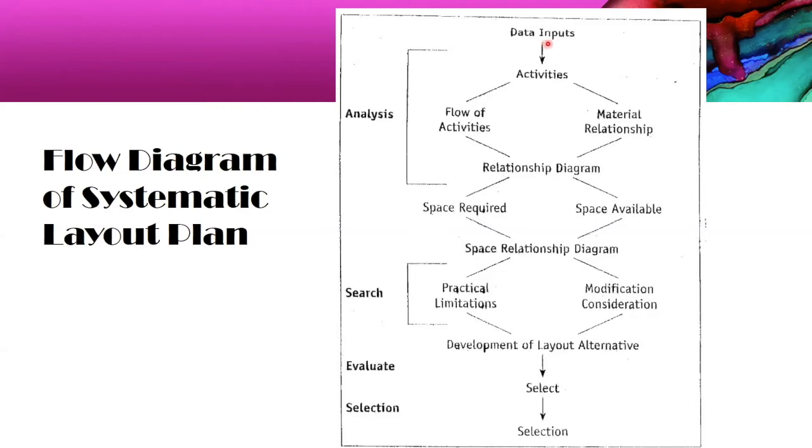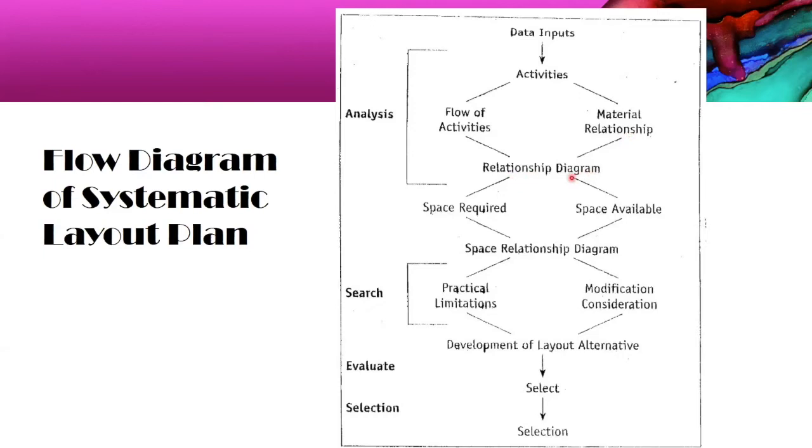Then we decide upon all the activities that are going to take place. We make a flow chart of all the activities and correlate it with the material. So we establish a relationship between the activities and the material that is going to be used for it.